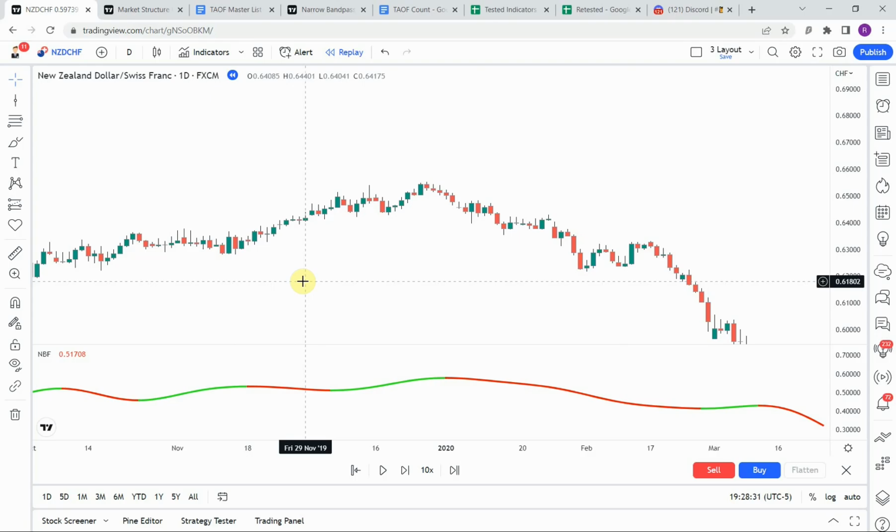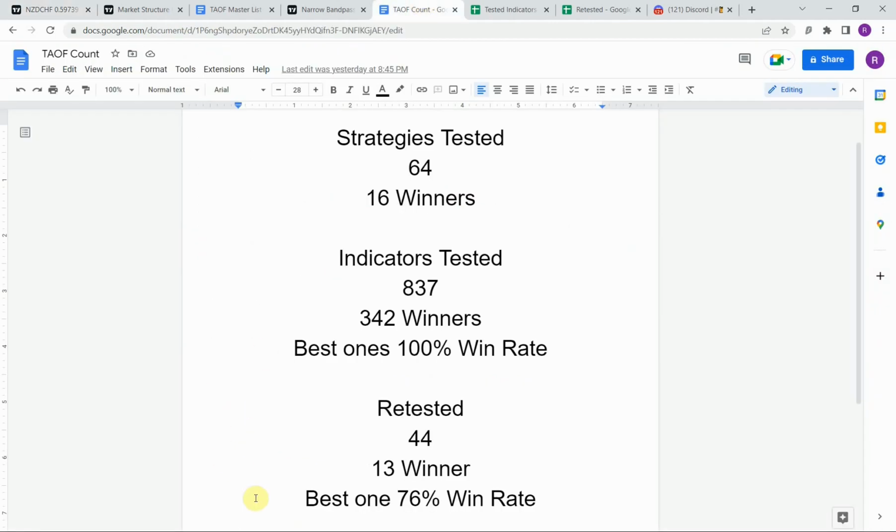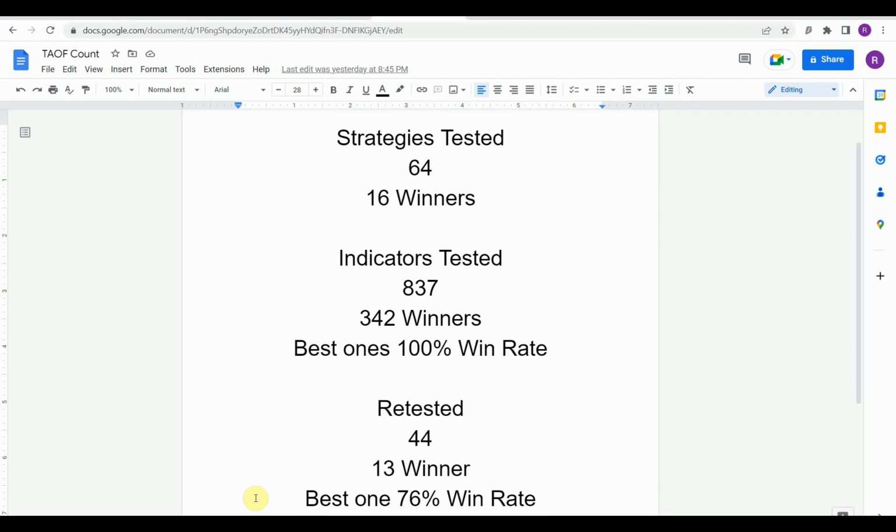Alright, as I said, today we will be looking at an advanced testing of the narrow bandpass filter indicator. Before we do though, I wanted to put the testing scoreboard up for everyone to see. So to date, we have tested a total of 64 different strategies, with 16 of them being profitable. We've also tested a total of 837 indicators, with 342 of them being winners. The best ones so far were able to achieve a 100% win rate. Now you need to go back and watch those videos to understand the context of how they were able to achieve that. So go back and watch those videos and see what you can get out of those winning indicators.